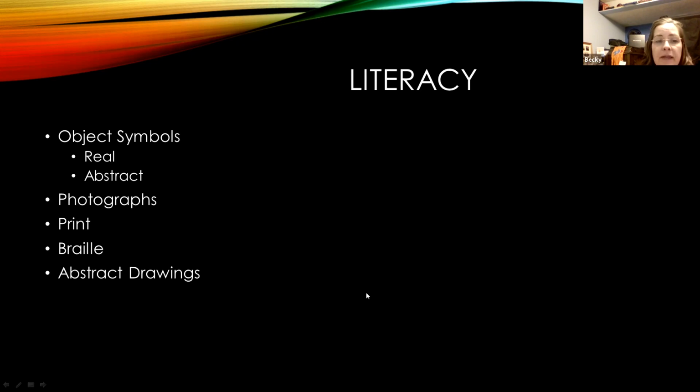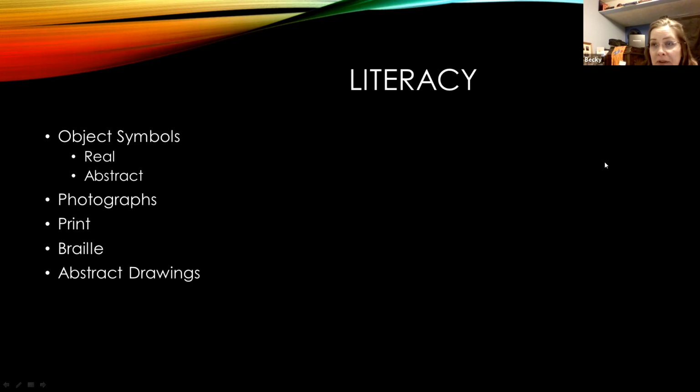And then after the real objects, we can move into a more abstract object. So there we're thinking about something to represent the school bus. Perhaps we're taking a seatbelt, or some kind of a clasp that we're going to use to represent getting on the bus or getting in the car.